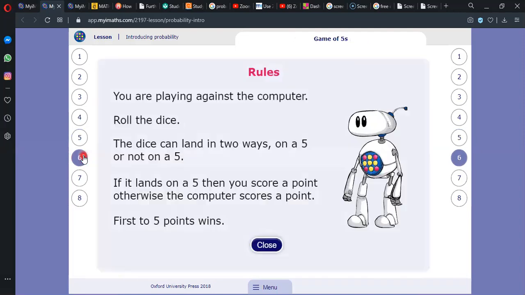We proceed. Now, here we have rules for a particular game. The rules here are that you are playing against the computer. Roll the dice. The dice can land in 2 ways: either it lands on a 5 or not on a 5. When we say not on a 5, it means it lands on the other numbers. Now, if it lands on a 5, then you score a point. That is you. Otherwise, the computer scores a point. The first person to get to 5 points wins the game.